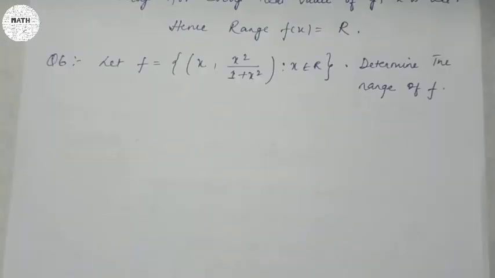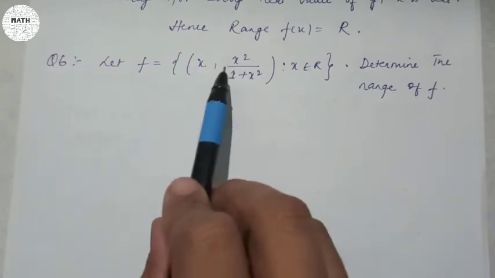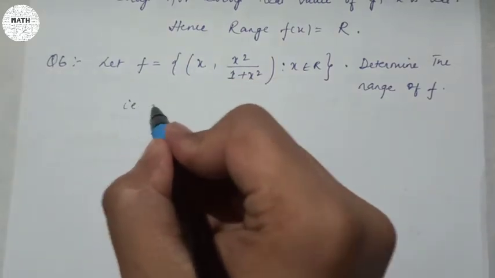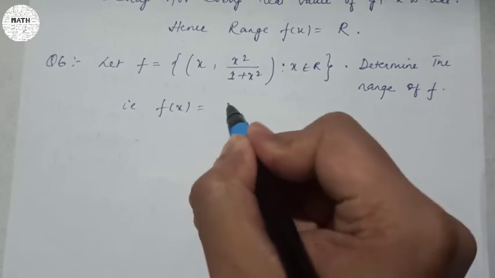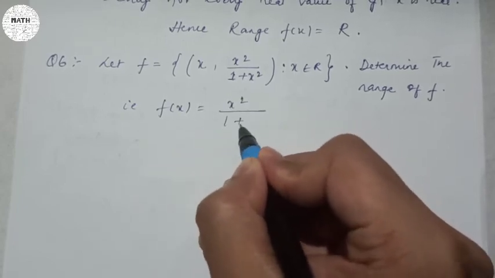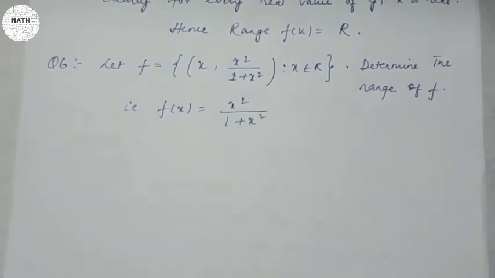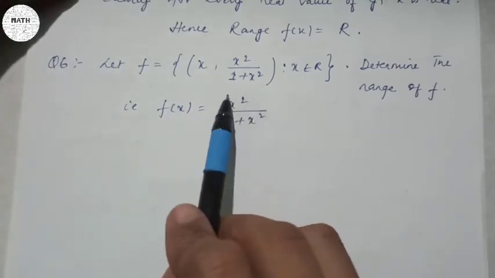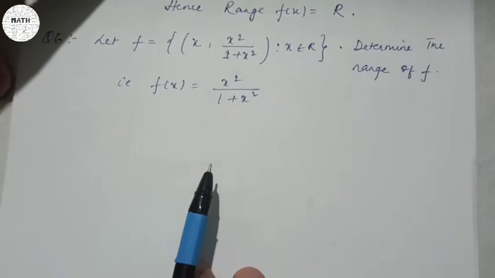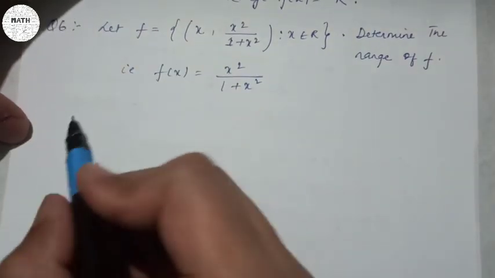Question number 6 is given to be: let f is equal to x comma x squared divided by 1 plus x squared, x belongs to R. So I have to determine the range of f. I have to get the range. Okay, so if you look over here at the question, this one is nothing more than, I can say, f of x is equal to your x squared divided by 1 plus x squared. That's the definition for your function. Yes or no? That means I have to find this one. That's your range. So let us do it in a similar manner.